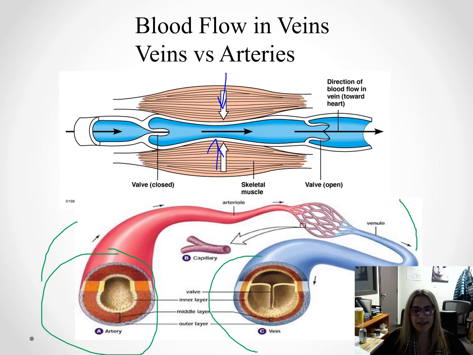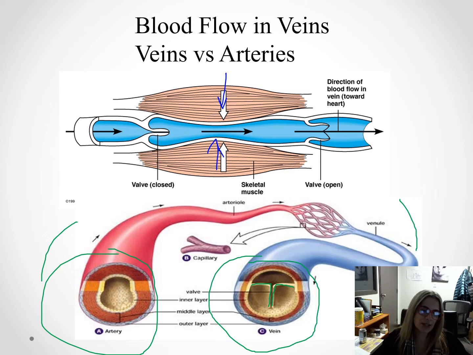On the other hand, this side here, you should be able to identify as a vein because it has a larger lumen, a thinner muscular wall, and it has those valves, which are characteristic of veins only.